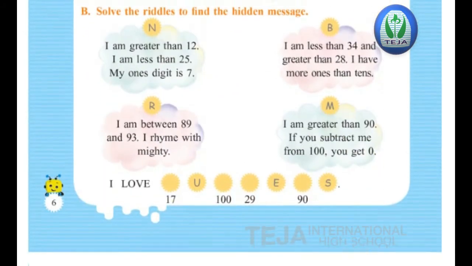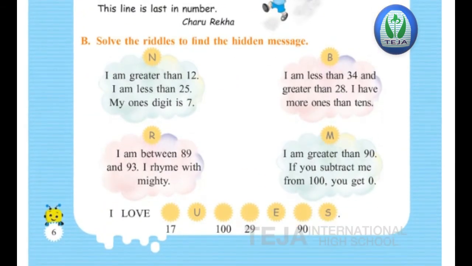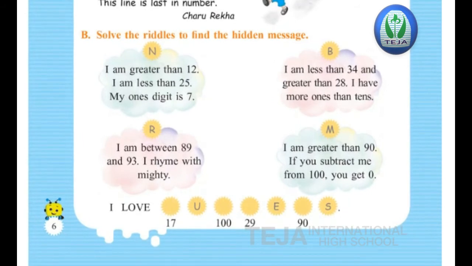Next, second one. Bit B, solve the riddles to find the hidden message. So here a message is there. The message is hidden. That means it is hiding. You should solve the riddle, then you'll get the message here. What the message will be, see.